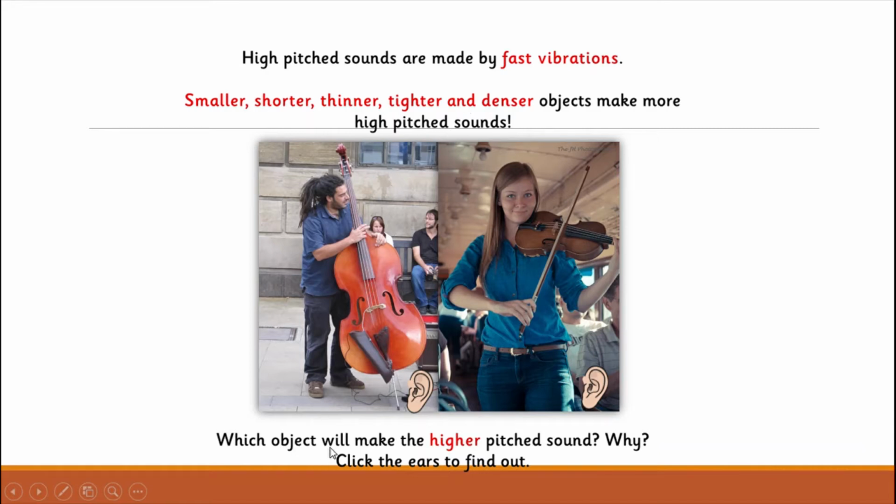Okay, so which object will make the higher pitched sound? If you want to write a quick prediction or hypothesis, that's absolutely fine. Okay, we have a double bass and a violin, so listen to this one. Okay, quite a low one. Oops daisy, that's quite a low sounding pitch, isn't it?